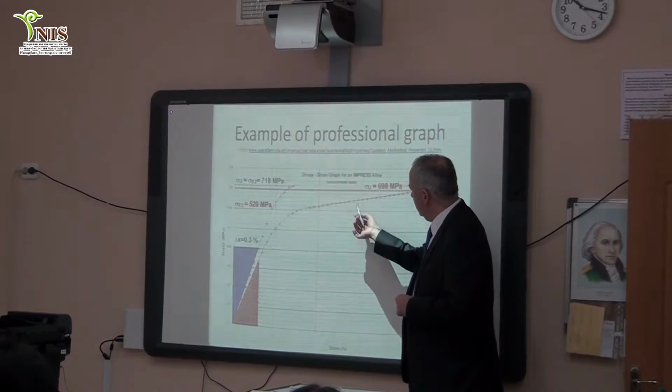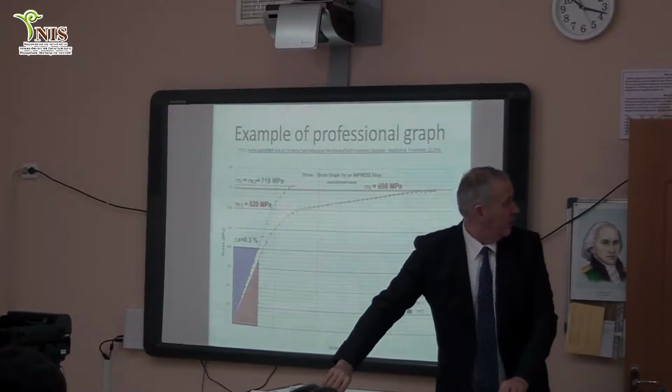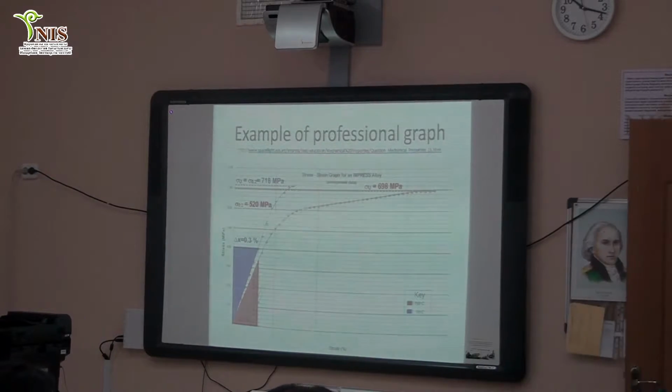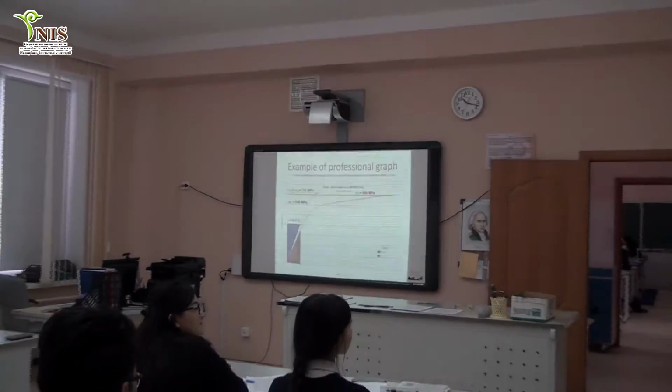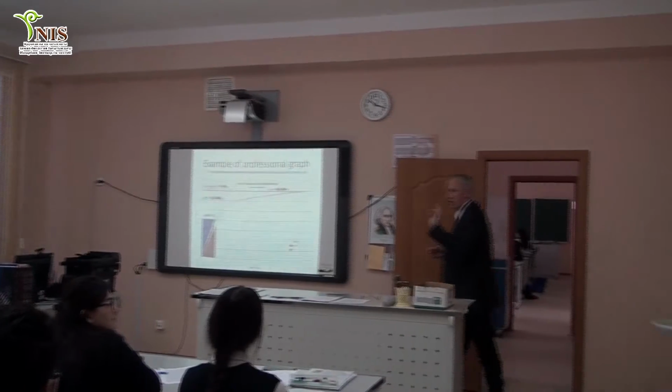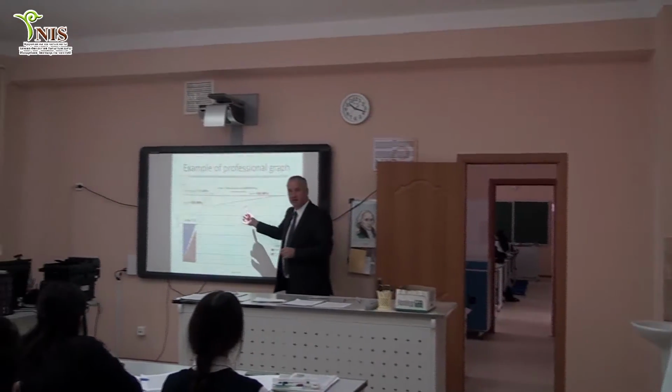Look at the crosses here. We're not seeing anything written like this. This would be wrong. We need to see a nice, neat cross. Small, sharp point. Make sense?